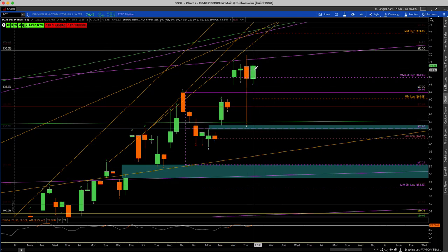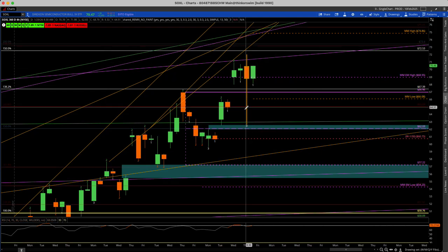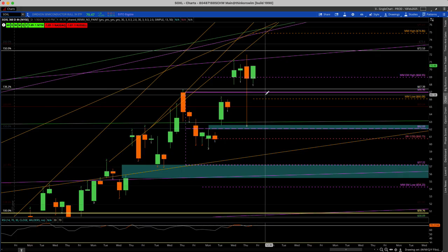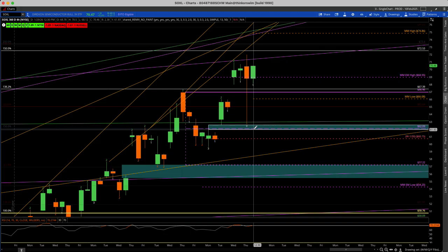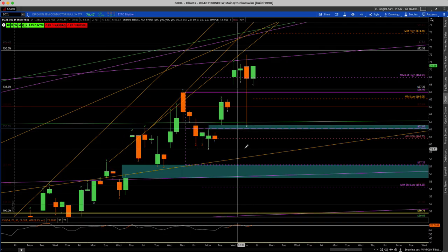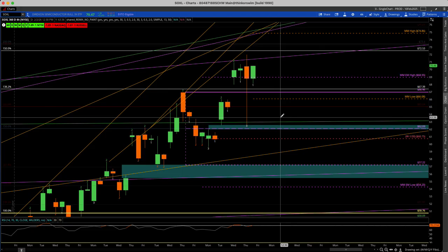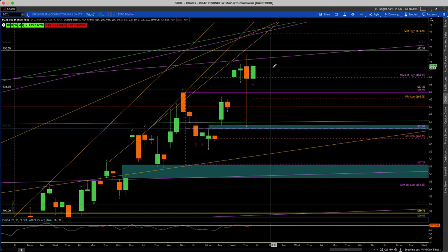a broadening formation, at least initially, sideways action before there was some type of lower high to confirm the start of a downtrend or something like that. So again, even if we close this gap, came down here and made a lower low, and then kind of push back up again, it wouldn't be the end of the world. We would just be making a broadening formation there.